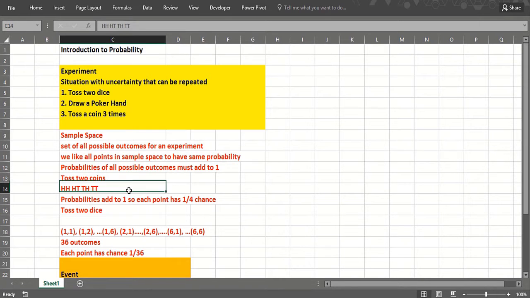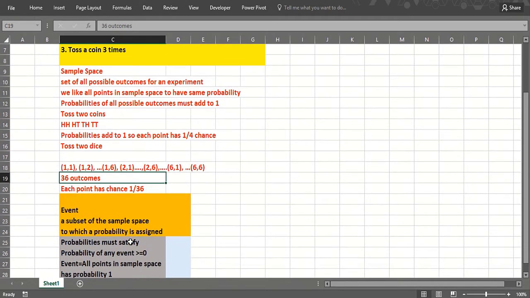So, an example of a sample space: we toss 2 coins. We could get head-head, head-tail, tail-head, or tail-tail. If it's a fair coin, those should be equally likely. And if those chances add to 1, they should each have a chance of 1/4. If you toss 2 dice, what can happen? You could get 1,1, 1,2 through 1,6, 2,1 through 2,6, 3,1 through 3,6, 4,1 through 4,6, 5,1 through 5,6, 6,1 through 6,6. That's 6 times 6, 36 possible outcomes. And since the probabilities must add to 1 in total, there's a chance of 1/36 of each outcome occurring.